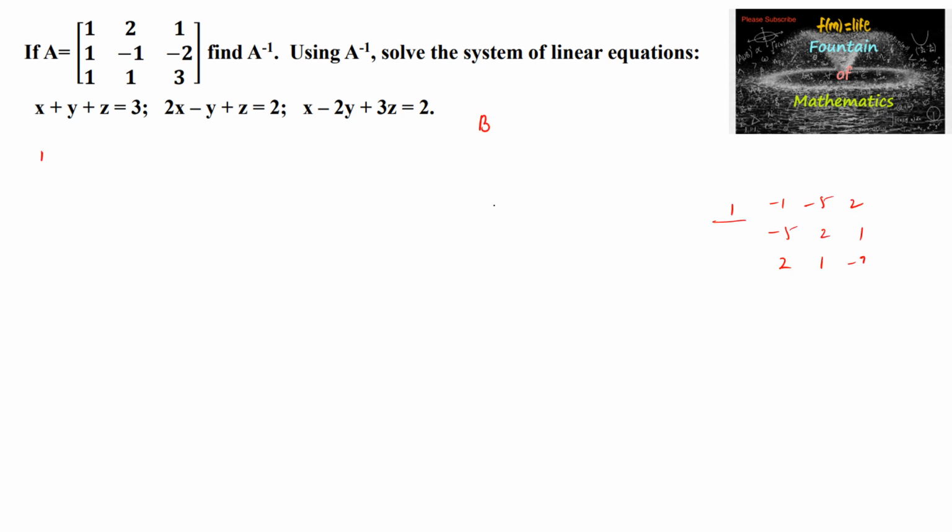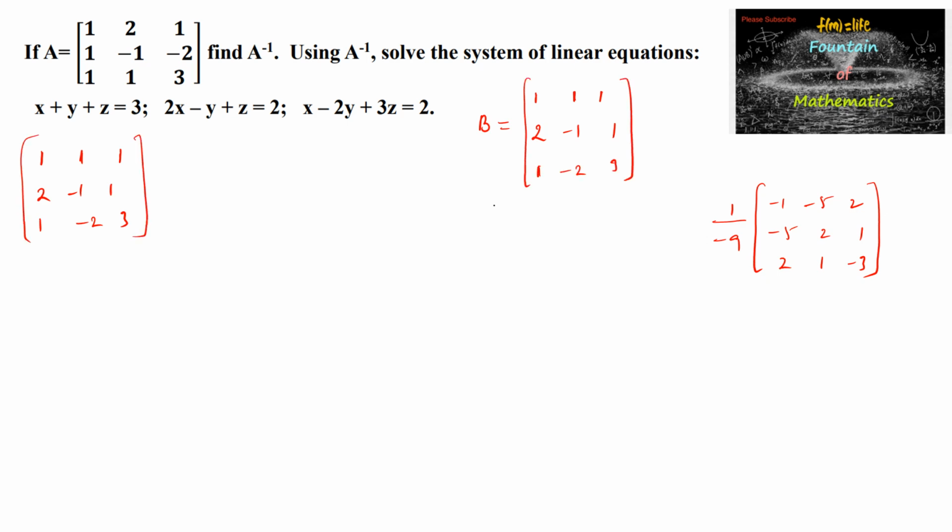If A is equal to [[1, 2, 1], [1, -1, -2], [1, 1, 3]], find A inverse. Using A inverse, solve the system of linear equations: x + y + z = 3, 2x - y + z = 2, and x - 2y + 3z = 2. So let us find A inverse.